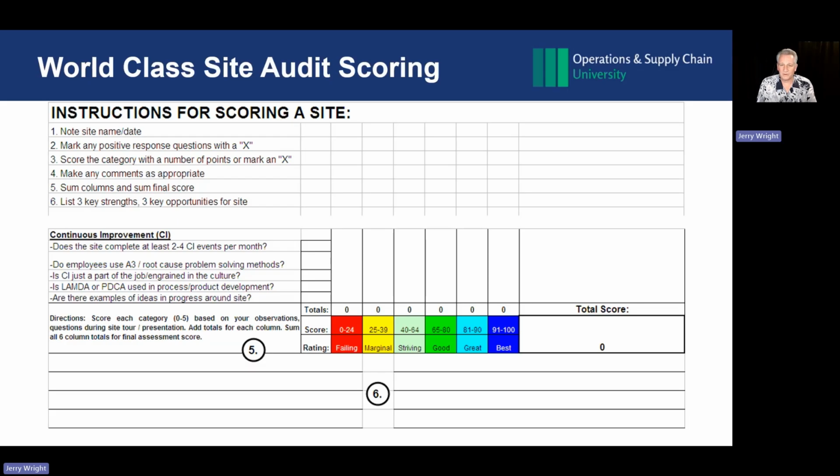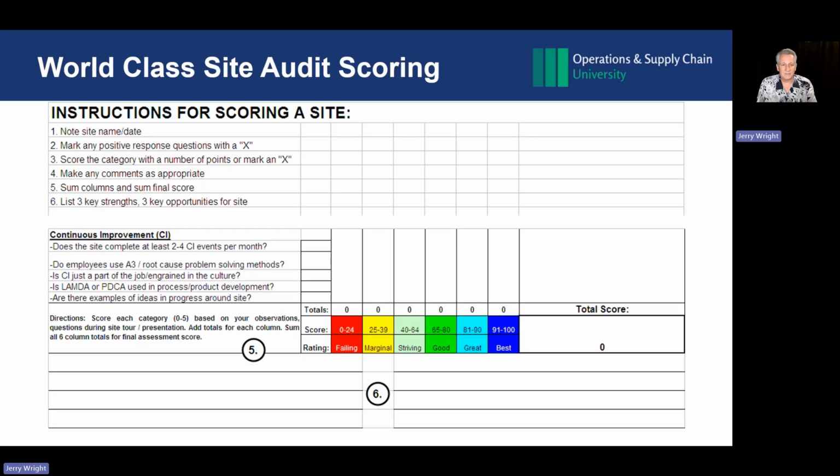If you're 25 to 39, you're marginal. So you're still not world class. And if you're 40 to 64, that's striving. Okay, this is where you want to be, headed towards good, great, or even the best. Now, I've never scored anybody in the best category because it's really hard to find that unless you're in a Toyota facility or a Toyota-like facility. It's hard to get there. But hey, being 40 to 64 or even 65 to 80, that's really good.